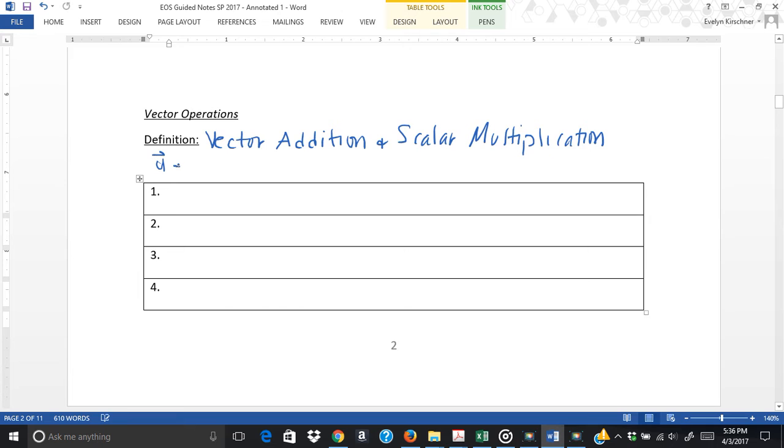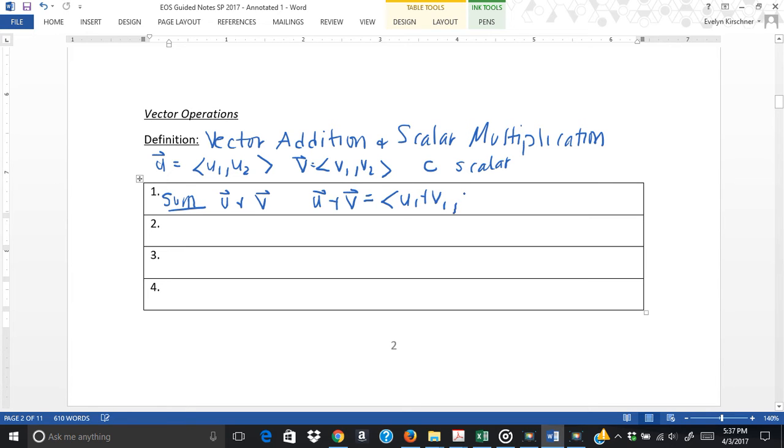So I'm going to have u, and that's going to be u1, u2, v, which is going to be v1 and v2, and then I'm going to have c is a scalar. So c is just a number, it has no direction, whereas these are vectors and they have direction. So the first definition is the vector sum. And so the sum of u and v is the vector u plus v. And we did this in the practice, an example before, is just adding the components.